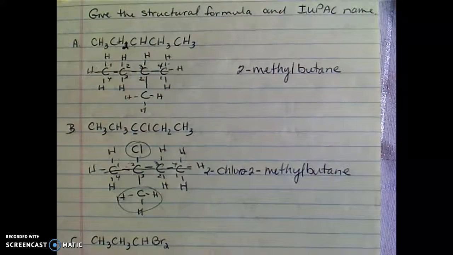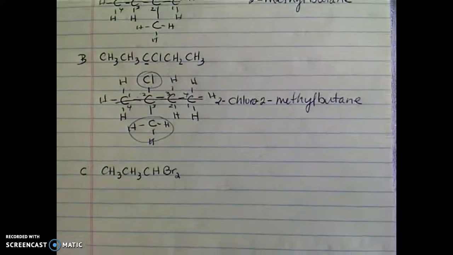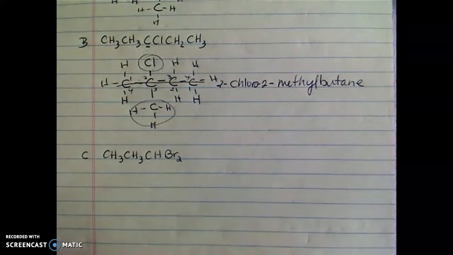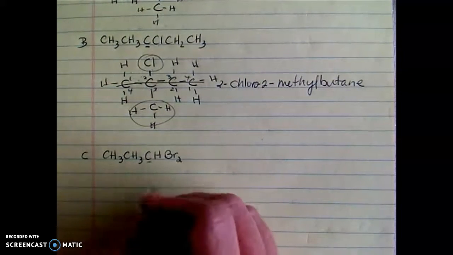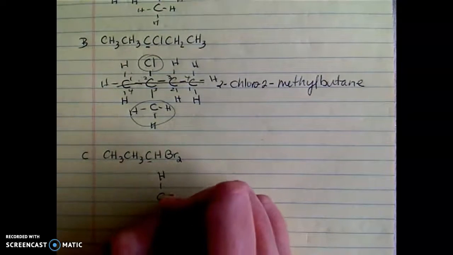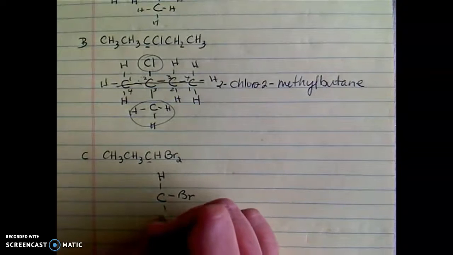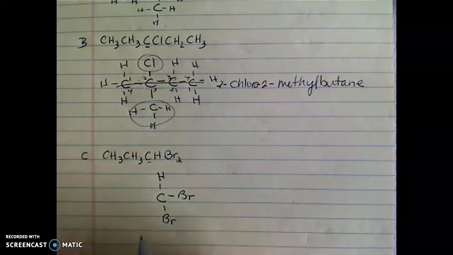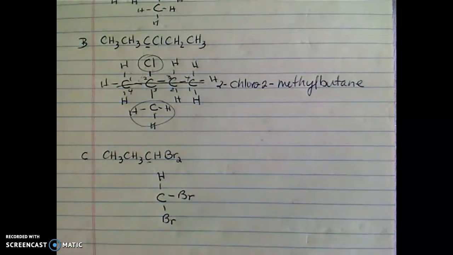All right, let's do one more. We have, here's that single C again. That's where I like to start, and it's got one H coming off of it, and it's got 2 bromines coming off of it, and it needs another bond. Well, I think I might have written that down incorrectly. Let me double check.